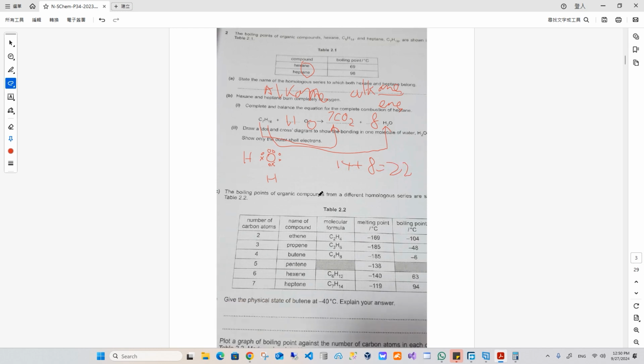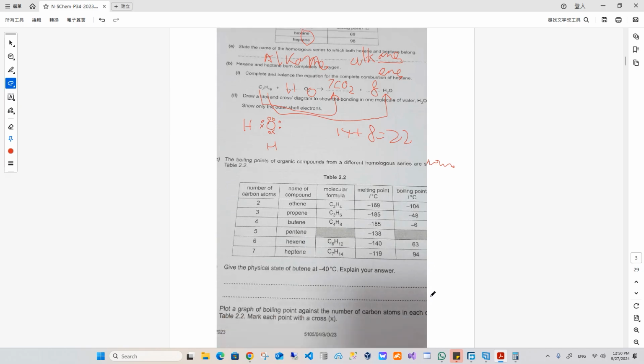The boiling point of an organic compound in a different homologous series is shown in table 2.12. Okay, so pentane, okay, pentane.